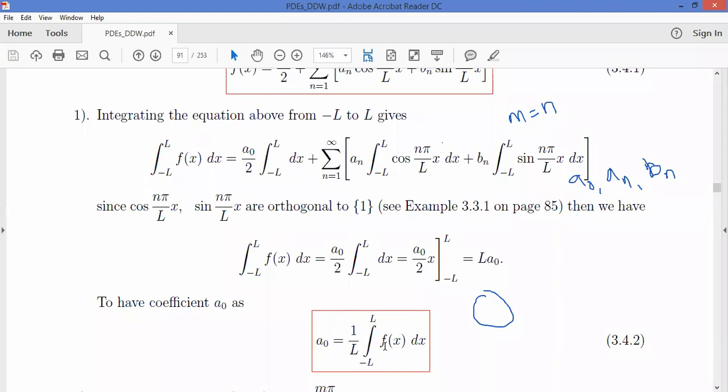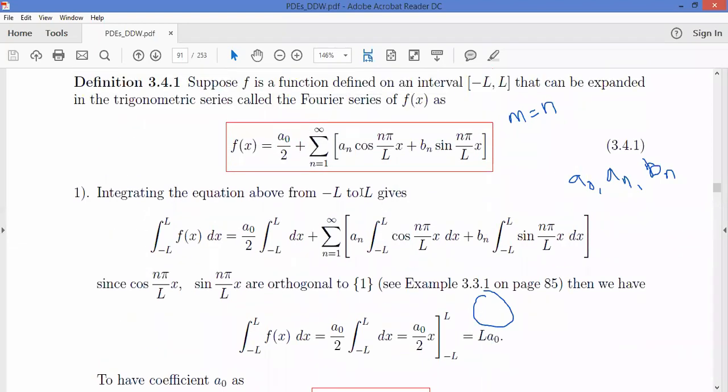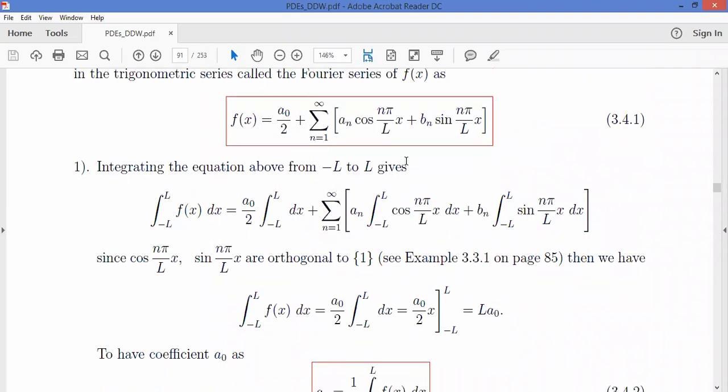So how did you arrive at this? We are saying if you integrate this statement here, you have the integral from minus L. Please note we are integrating the left and the right of 3.4.1. Let me first declutter. If you integrate 3.4.1, you have the integral from minus L to L of f(x) on the left, and then you integrate the sum there.